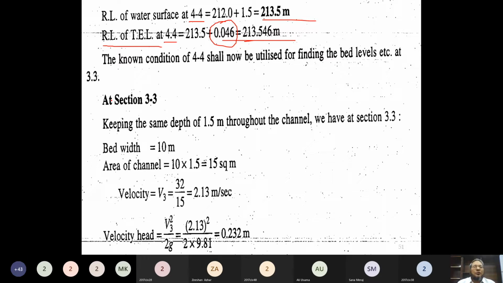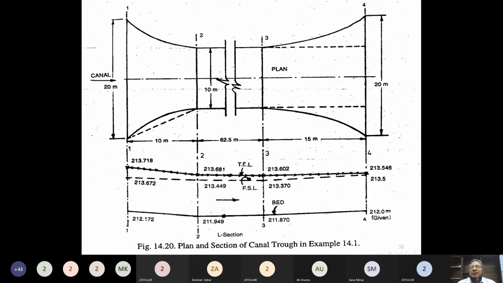Now we have to go to section 3.3. Once we know the total energy at section 4.4, how much should be the total energy at section 3.3? Isse kam honi chahiye ya zyada honi chahiye? The level of energy line should be higher at section 3.3 as compared to section 4.4? Yes, sir. Okay. And what about at section 2.2? Shall the total energy line level be higher as compared to section 3.3? Yes. Because the water is flowing in this direction. So the energy here should be more as compared to here.